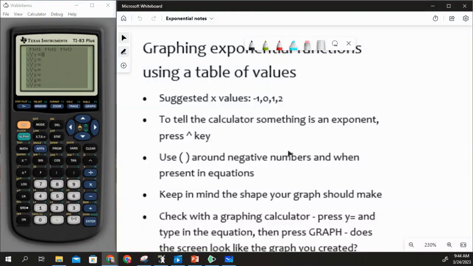All right. So, folks, today we are going to be talking about graphing exponential functions using a table of values. This is going to be a little weird at first. So, I'm going to give you a little bit of background knowledge before we jump into this so that we can get used to some of the stuff that you've seen in the past versus some of the new stuff.